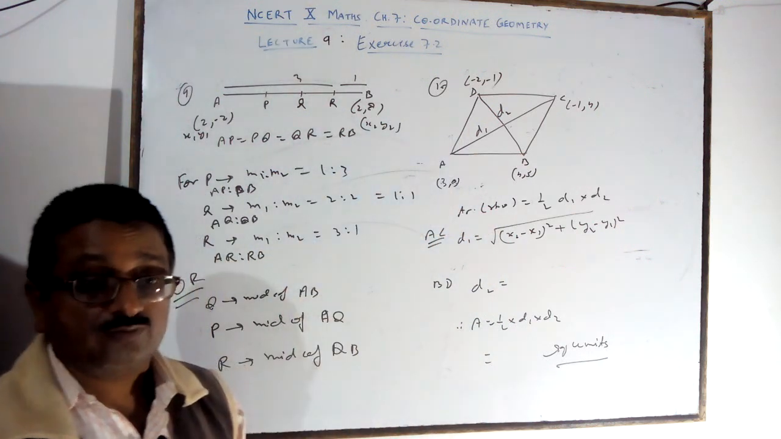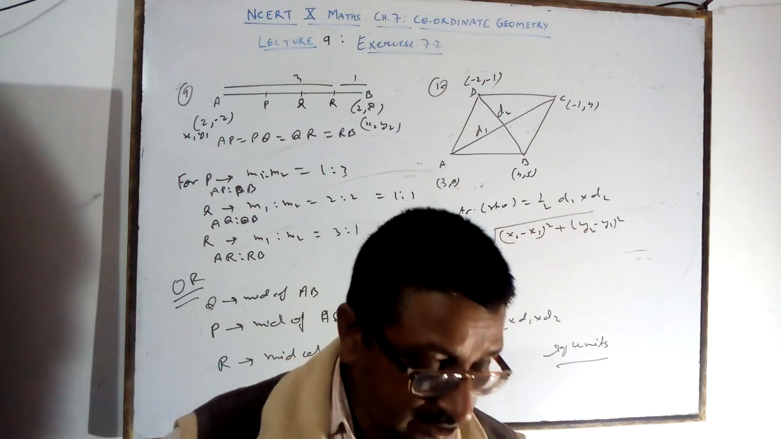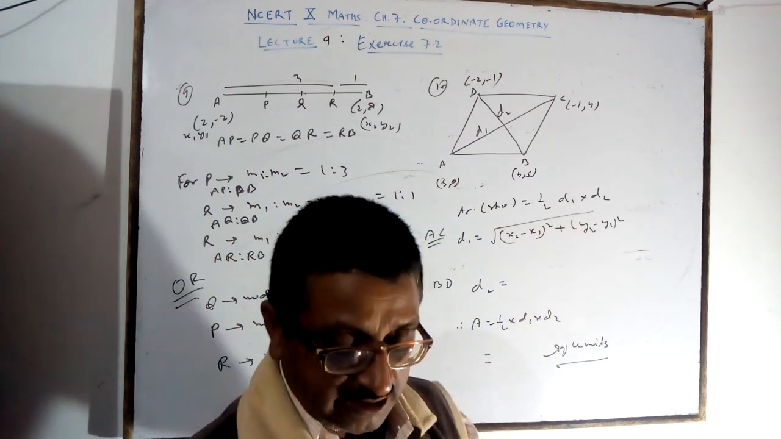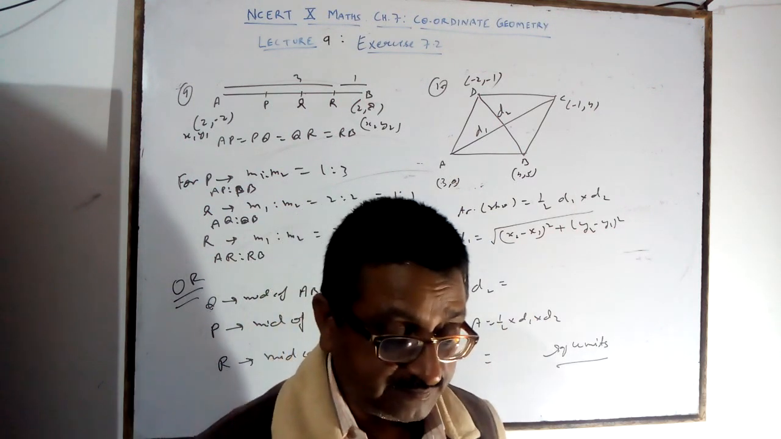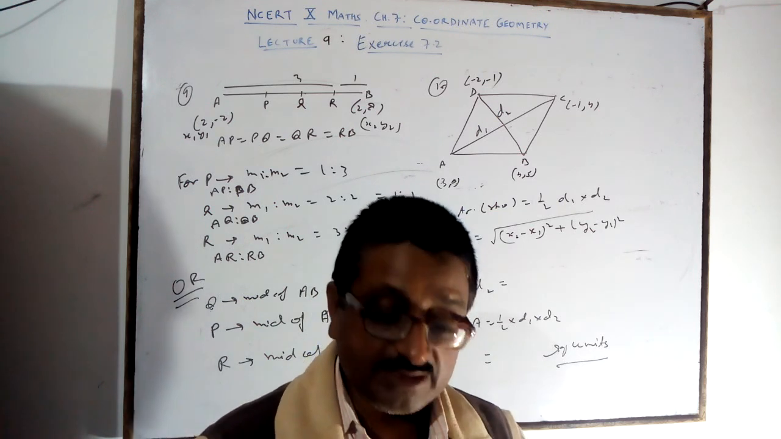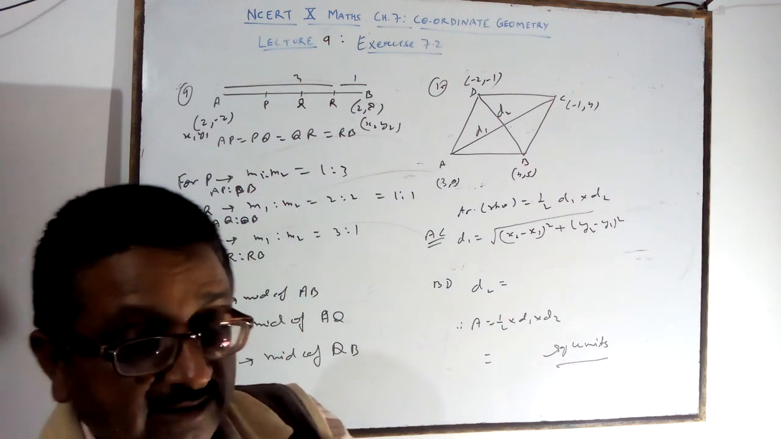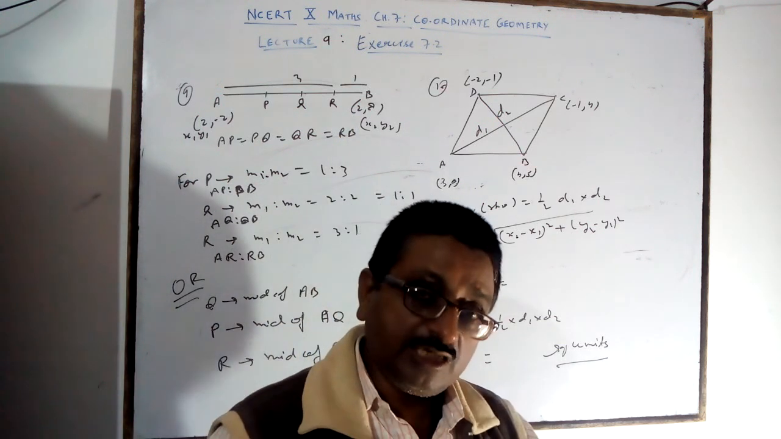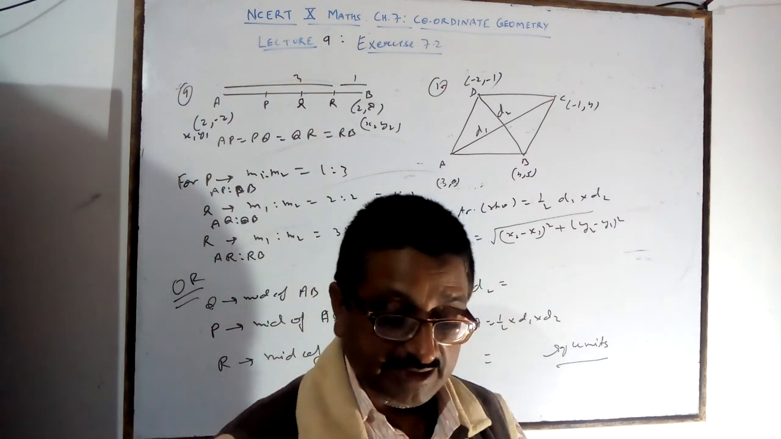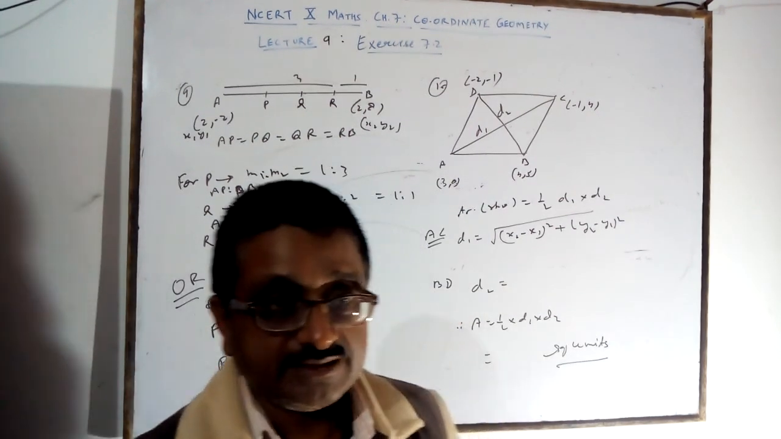This exercise is over. Now the rest part of the chapter is the area of a triangle. We know half into base into height. Now we will see, if the base and height are not given, then how will you solve and find the area of the triangle? We'll discuss that in the next lecture.